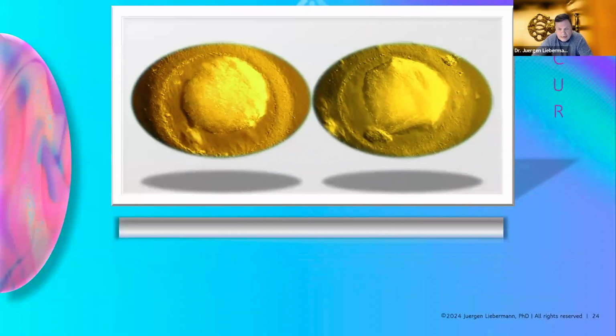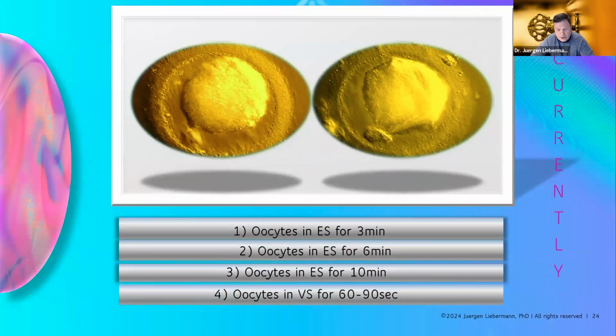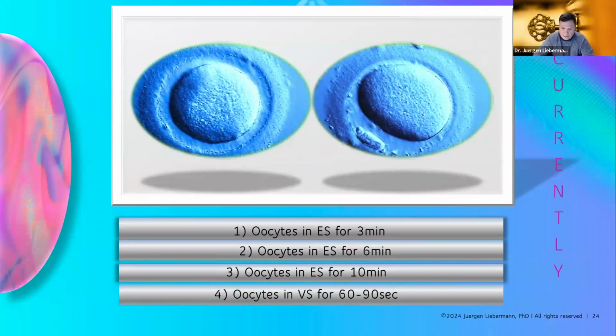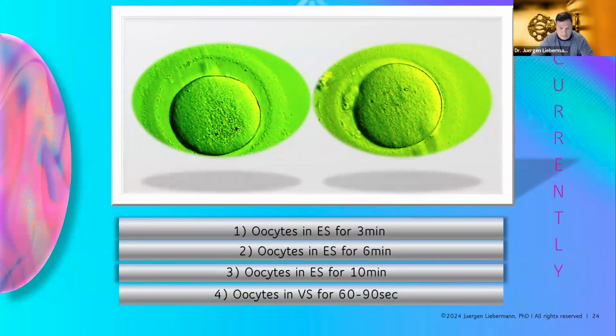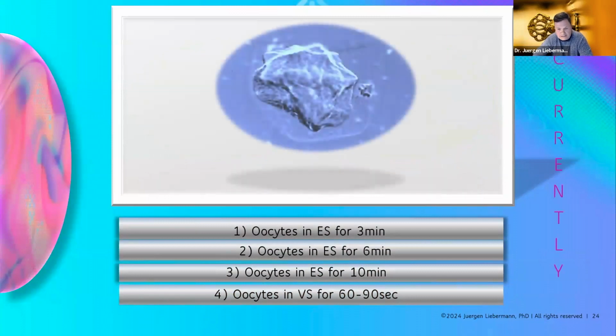And this is just a reminder how most of us freeze oocytes. This is the first 3 minutes in ES. The oocyte is shrinking because it's releasing water. Cryoprotectant is penetrating the oocyte. After 6 minutes, you see already a regain of the volume. And when we come to 10 minutes, the oocyte achieved a regain of about 80–90% of its original volume until we expose them to the final step of VS for about 60–90 seconds, and we see a dramatic shrinkage again of these cells.